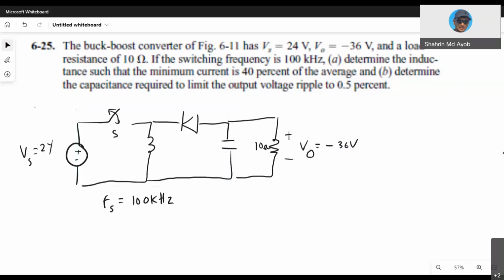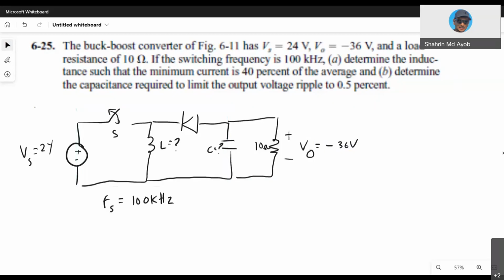So if the switching is set at 100 kilohertz, determine the inductance. So it wants you to find the suitable inductance value, and then the suitable capacitor value. The information given here is the minimum current. Minimum inductor current is 40% of the average values. So as you can see how tough it is. I'll give you maybe 1 or 2 minutes to understand how to solve this.